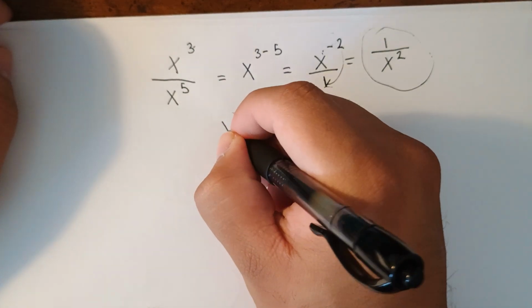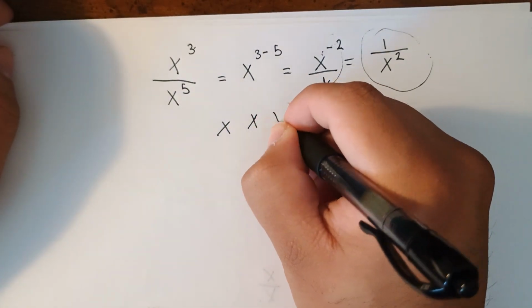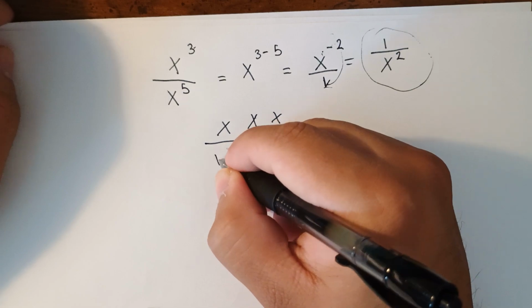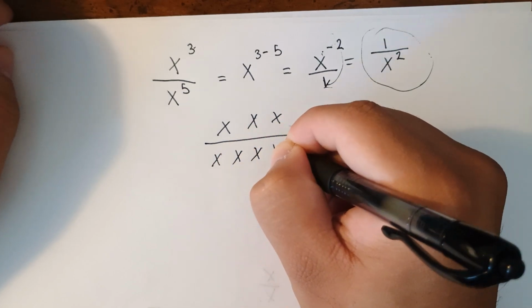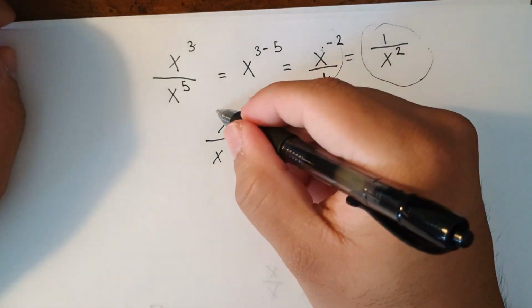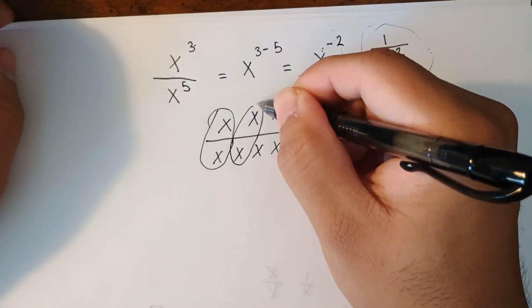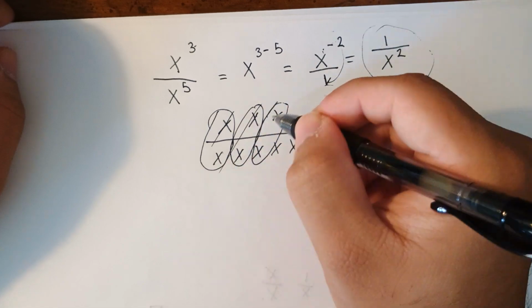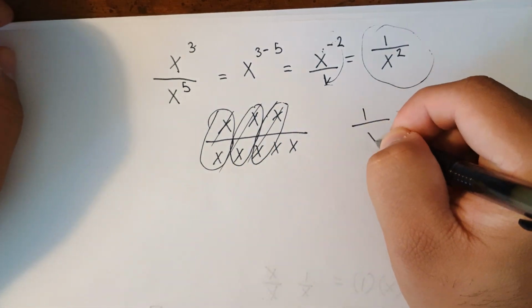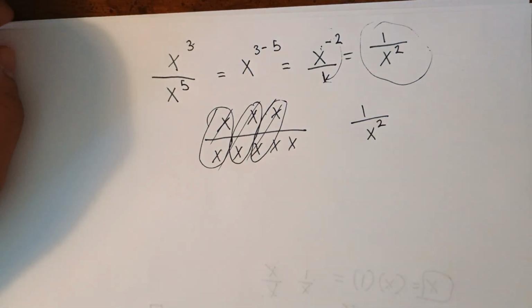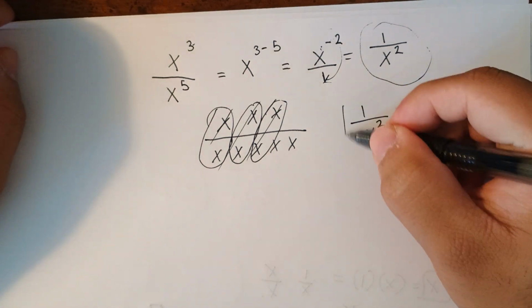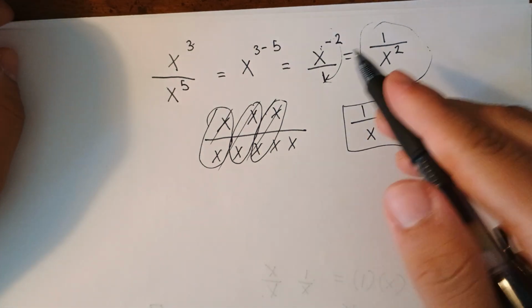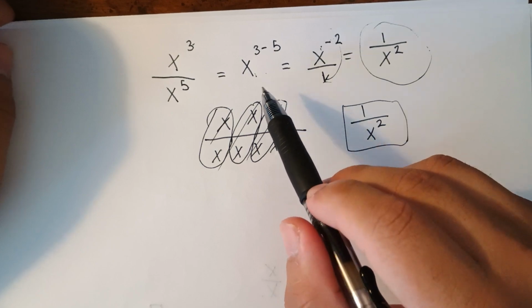And again, if you want to write out all the x's, because the numbers aren't that big right now, you can pair these two together and pair these two together and pair this one together, and you're left with 2 on the bottom. So these all cross out, and you're just left with x squared on the bottom. Same answer, different way of doing it. But again, you always want to remember this method because it's a lot faster.